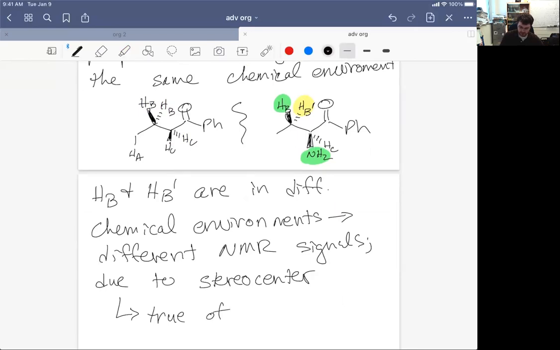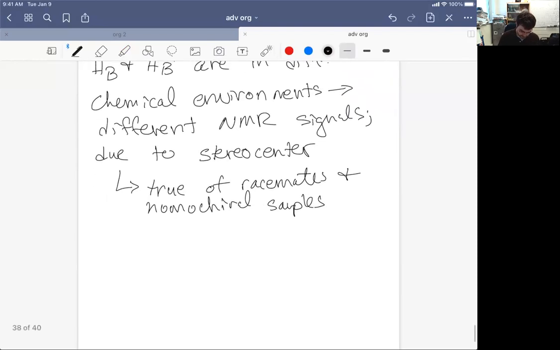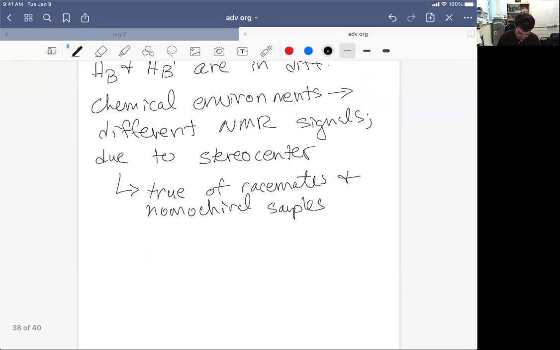So it's true of racemates or racemic mixtures and homochiral samples. Okay, so just ignore the idea of a racemic mixture and a homochiral sample. You'll see this no matter what. It's pretty telling when you get to the NMR data. Now, what about the CH3?